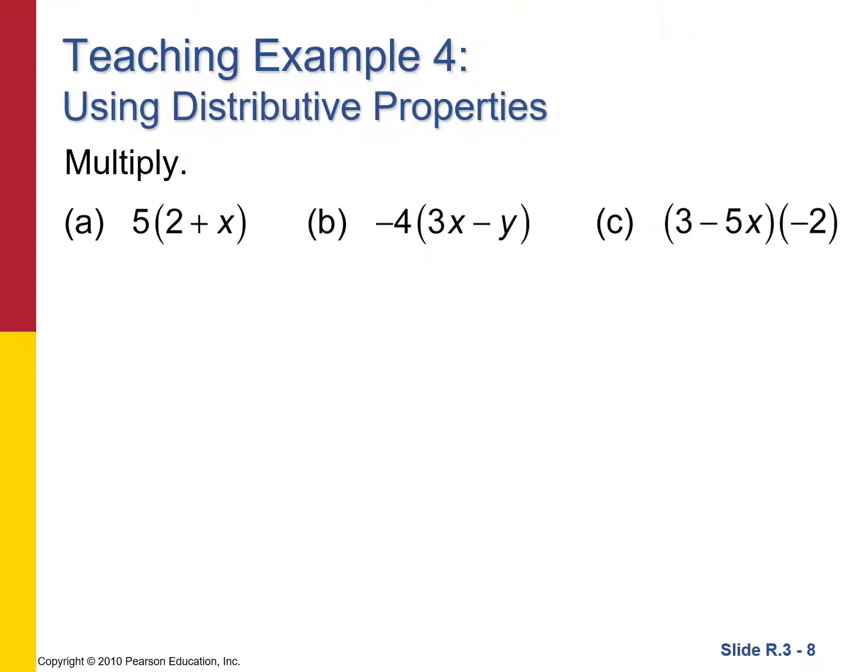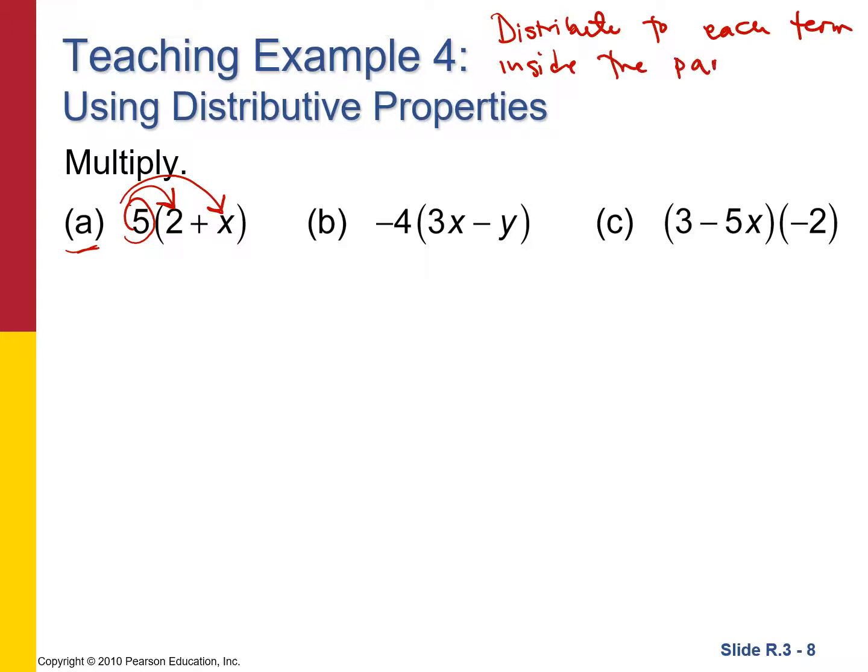Okay. All right, distributive property. Basically what we were doing in that last one, we're distributing the pluses, distributing the minus. Now we're going to actually distribute a number. So let's take a look at example A, and we're going to distribute 5 to each term inside the parentheses. You need to distribute to each term inside the parentheses. That's the big thing here, okay?